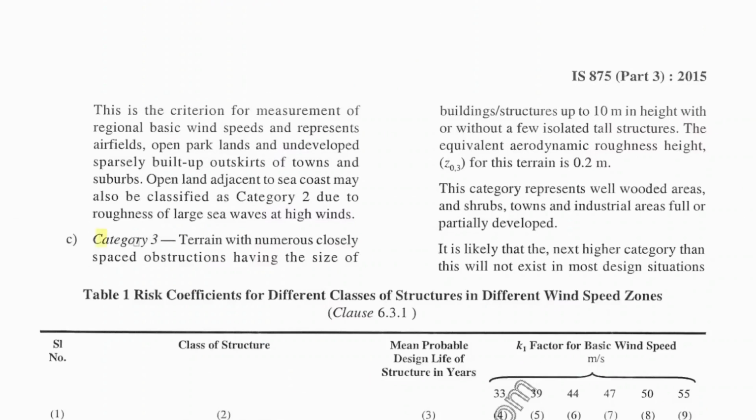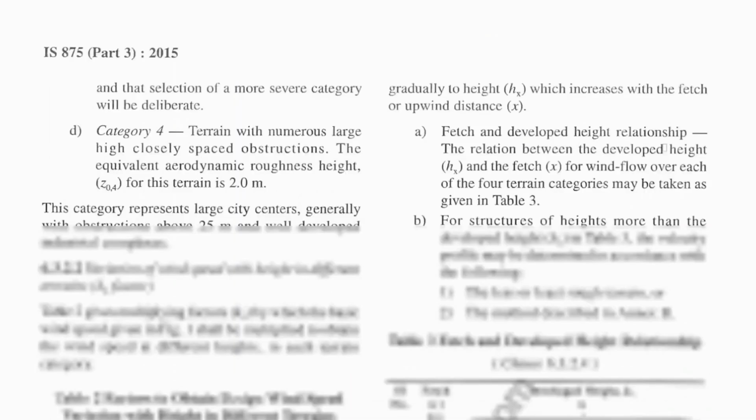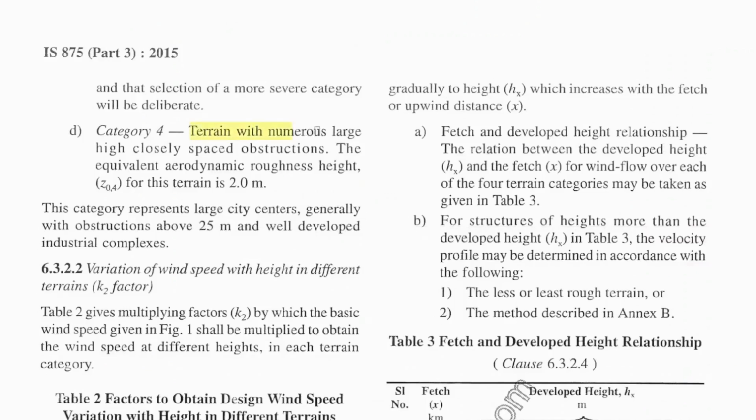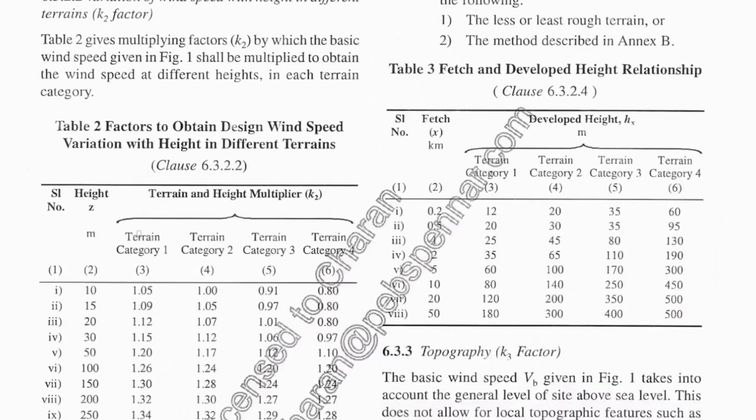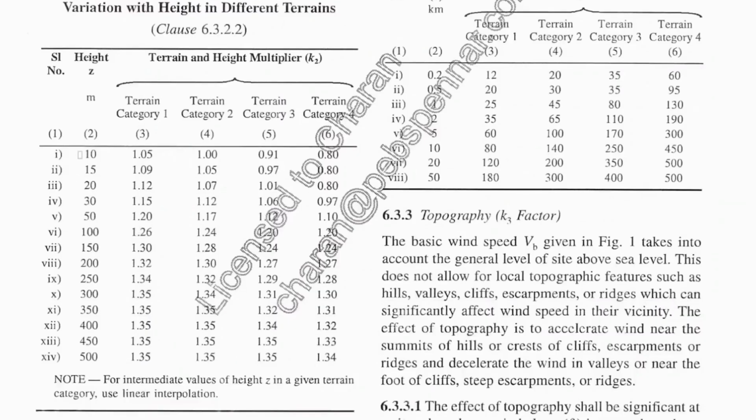And terrain category 3 is defined as terrain with numerous closely spaced obstructions having the size of buildings or structures up to 10 meters in height. And terrain category 4 is defined as terrain with numerous large, high, closely spaced obstructions equivalent to above 25 meters, then that terrain category would be category 4. So like this we define the terrain category, and using this terrain category definition we calculate the K2 value accordingly.